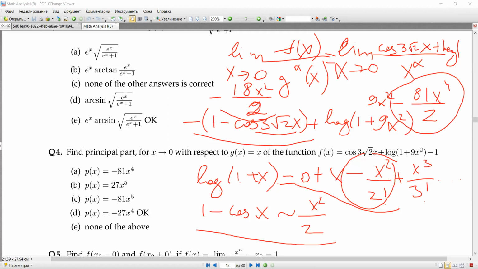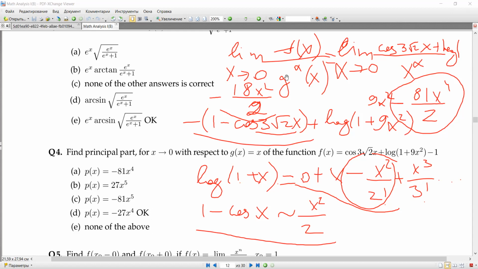Is it not visible? Is it visible now? Students? It's visible actually. Okay. Maybe with some pause, maybe.